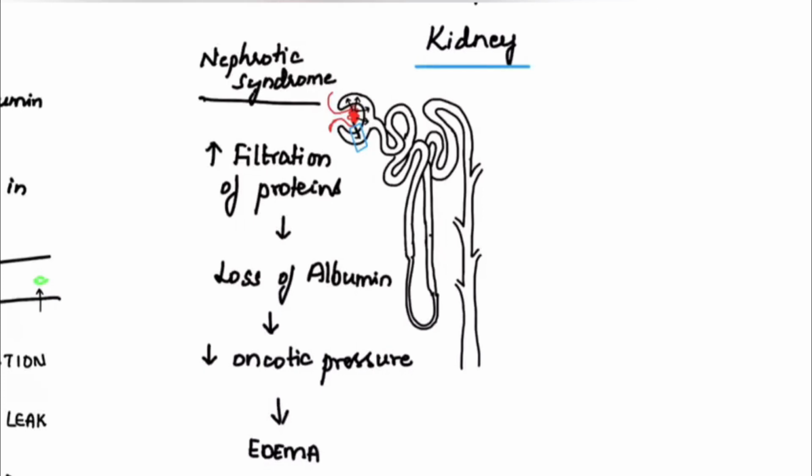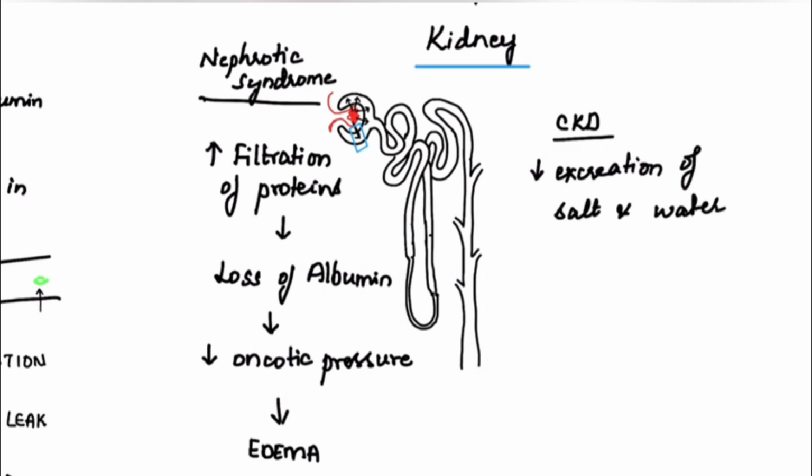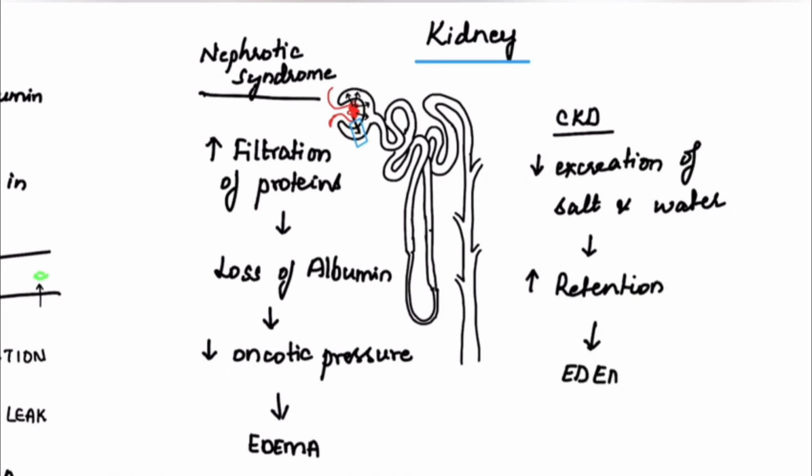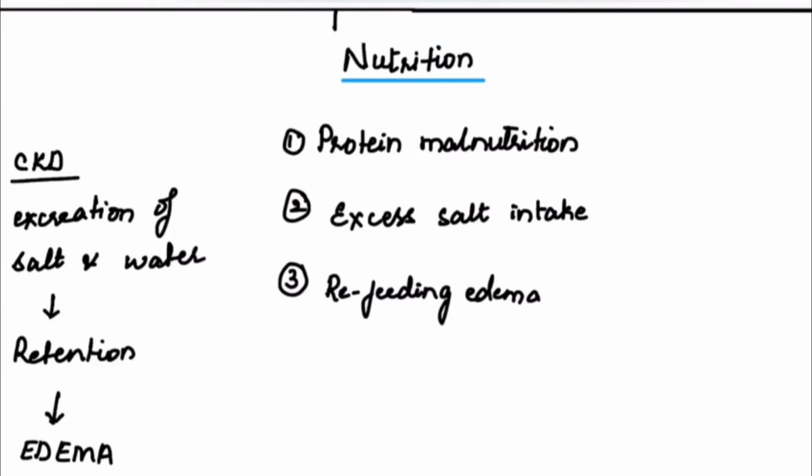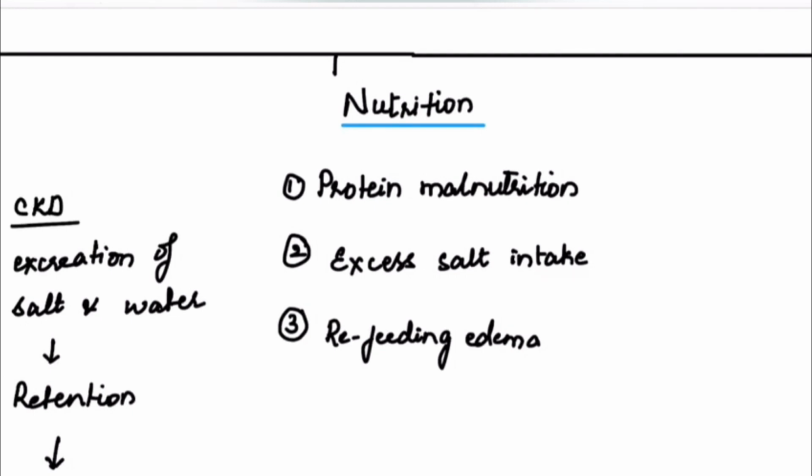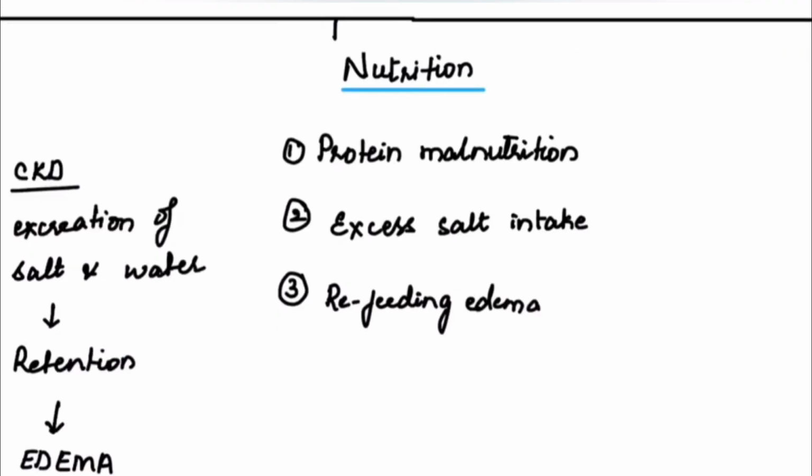The second mechanism is that in chronic kidney disease, there is decreased excretion of salt as well as water because the kidneys are damaged. So there is excess retention of salt and water, thereby leading to edema. Next cause of generalized edema is nutrition. So whenever there is protein malnutrition, there is decreased albumin, again decreased oncotic pressure, thereby leading to edema. Excess salt intake. Whenever there is excess salt, the salt will retain water and again lead to edema.